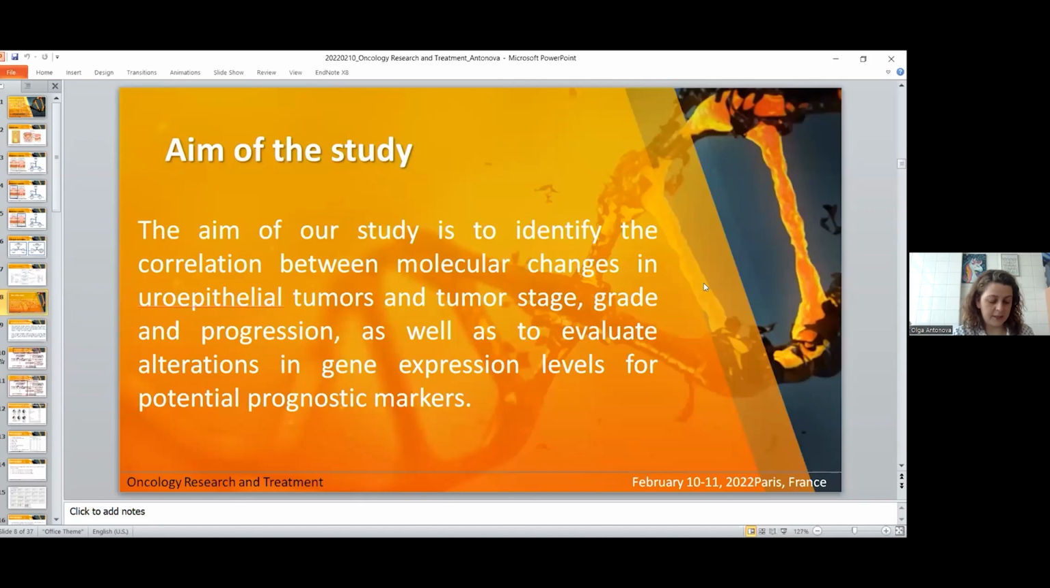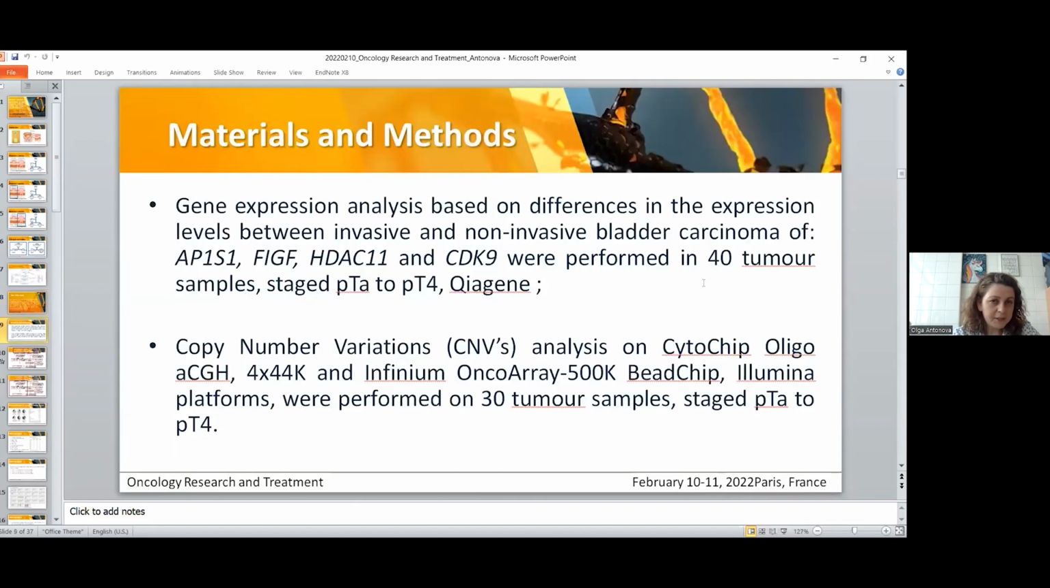The aim of our study is to identify the correlation between molecular changes in the uroepithelial tumors and the tumor stage, grade, and progression, as well as to evaluate alterations in gene expression levels for potential prognostic markers. For materials and methods, we used two different approaches. The first one was gene expression analysis, based on the differences in expression between different bladder cancers and control. The second approach was copy number variation. So the first one is the RNA approach, and the second was the DNA approach, and I will talk about them a little bit further.